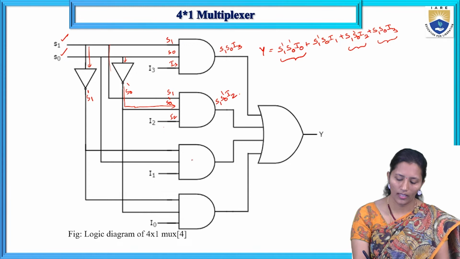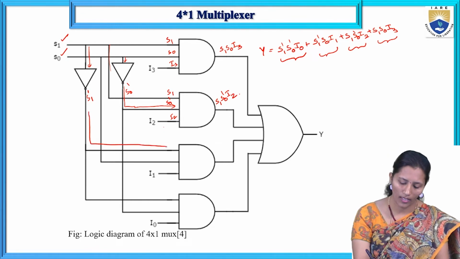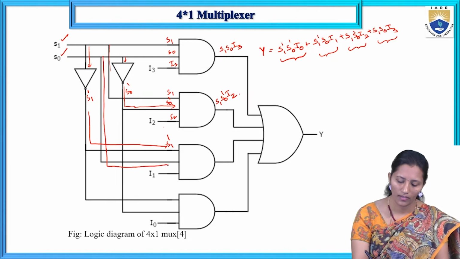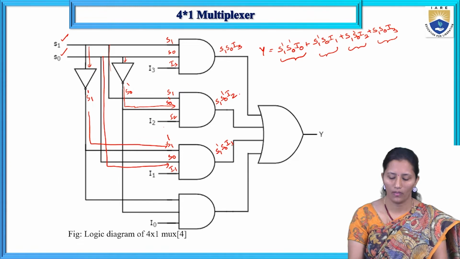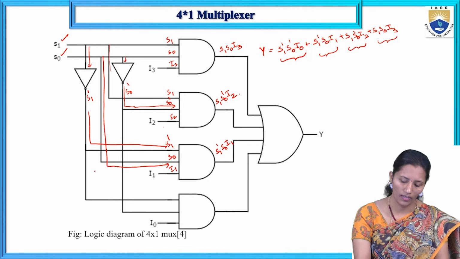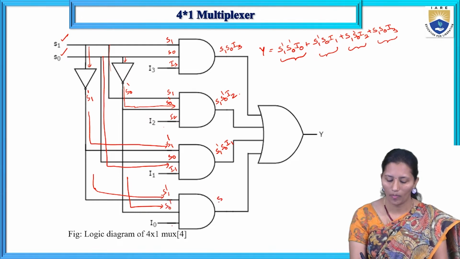And the next gate is for the product term S1 bar, S0 and I1. Here one input to the AND gate is S1 bar and the other inputs are S0 and I1. So the product term we get is S1 bar, S0, I1. And for the last gate, S1 bar, S0 bar, I0, here this is S1 bar and this is S0 bar and I0. So the product term is S1 bar, S0 bar and I0.